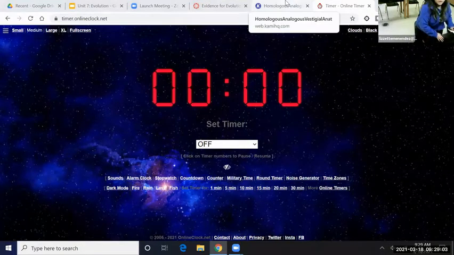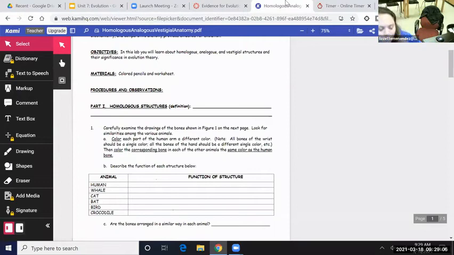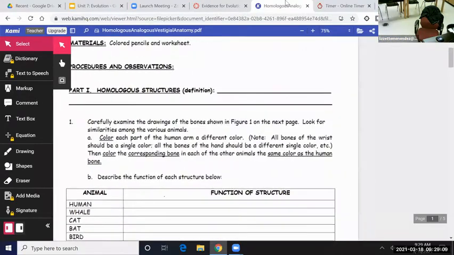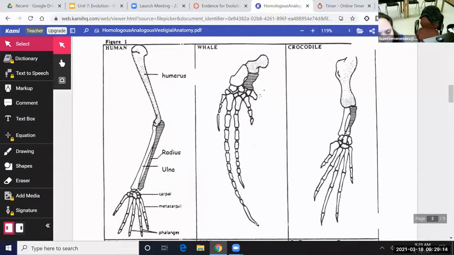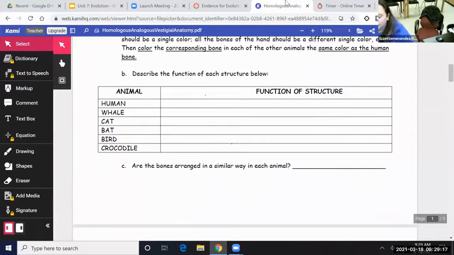Alrighty, so really quickly, I want to go over B and C. So hopefully you're able to color all of these bones and it looks beautiful. With those bones, I want to talk about what the function of each of those structures is. Since all my students in this class today are on Zoom, I would like your input via chat. So we're going to just do B. The human arm, what do we use our arms for?